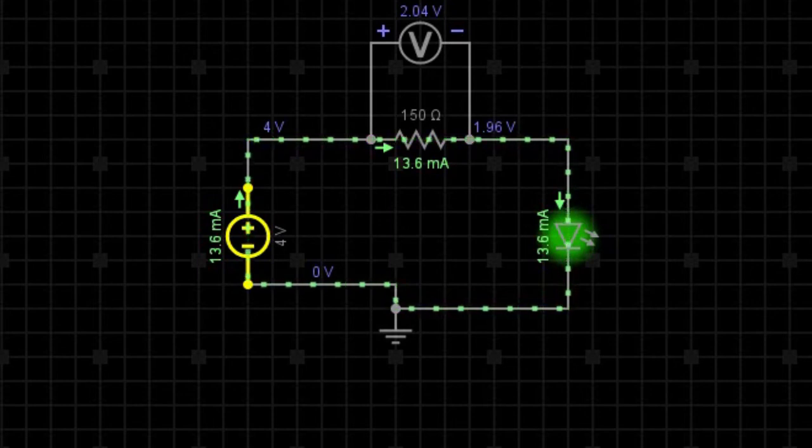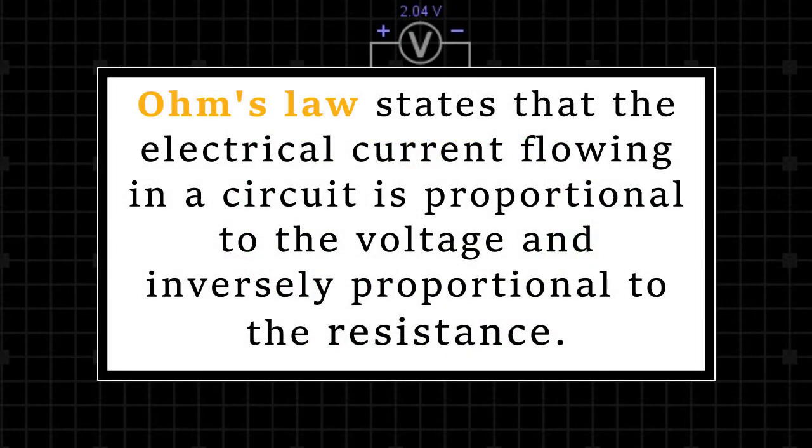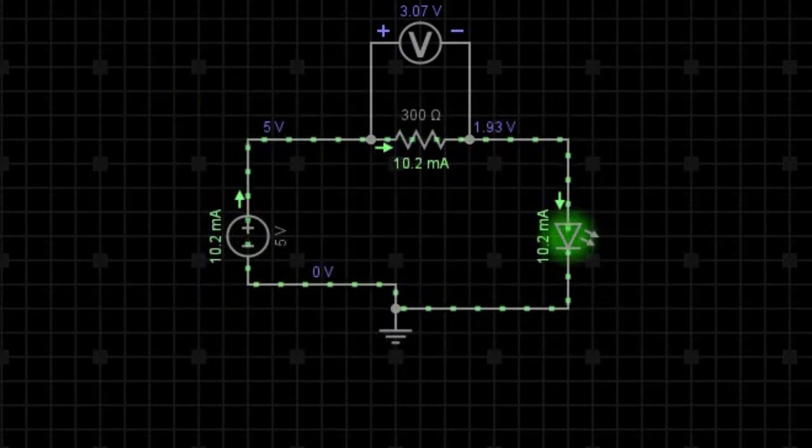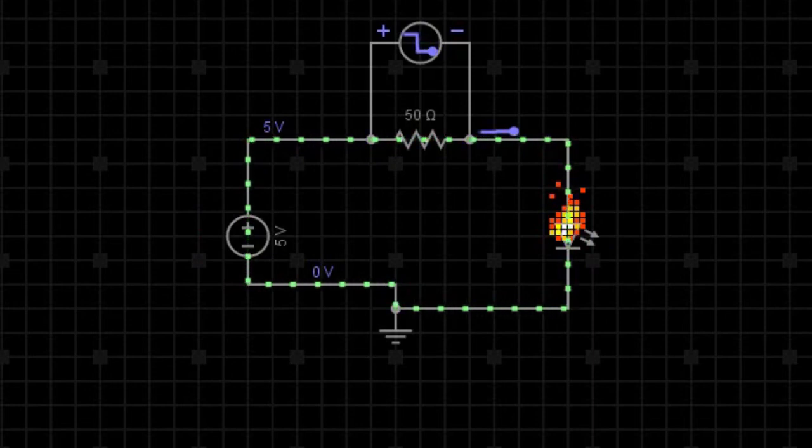I'm going to set this back to 5 volts, and now we are going to adjust the resistor value while keeping the voltage constant, or keeping the voltage the same. Ohm's law states that current is inversely proportional to the resistance, and to show what that means, if I increase the resistance to 300 ohms, the current decreases. If we decrease the resistance, now I'll take it to 50 ohms, the current increases, and technically we are providing way too much current to that LED and it will blow up.